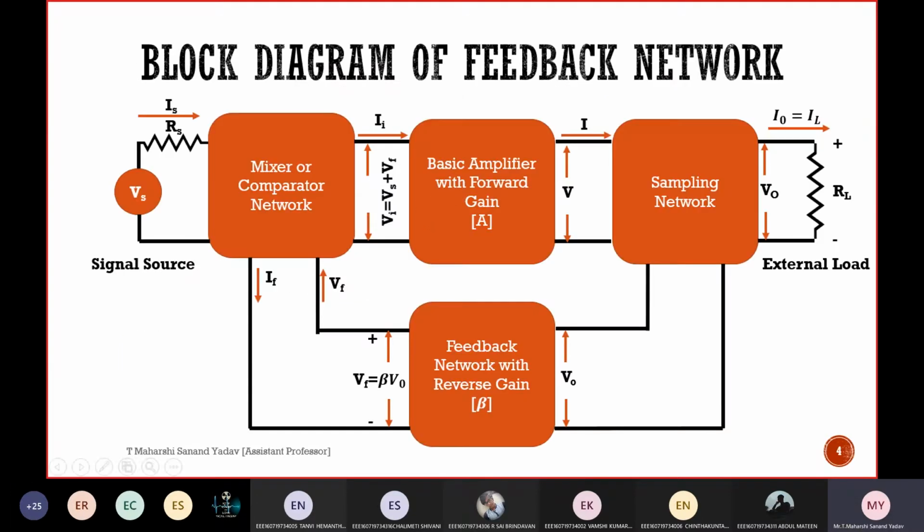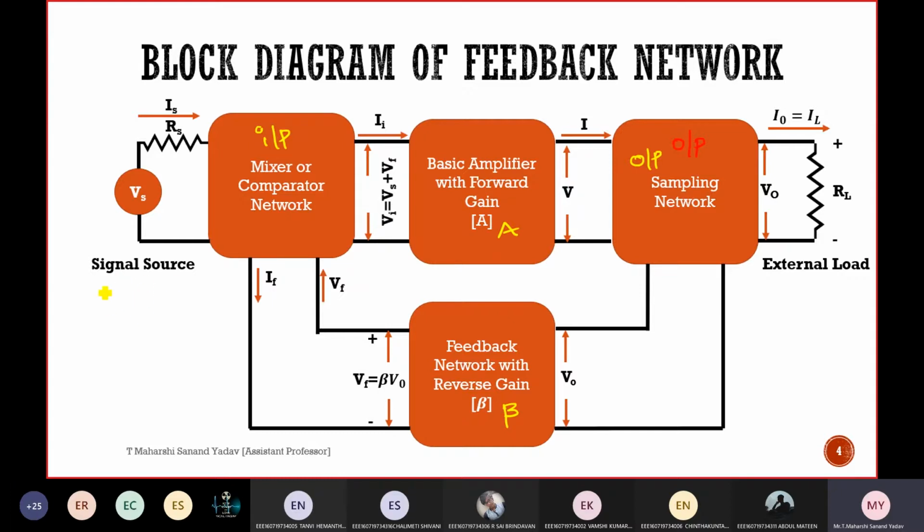Now let us see the next part. The block diagram of feedback network. Here this is called the mixer or comparator. This is nothing but the basic amplifier with forward gain A. Next, this is the sampling network. This is output. This is input. And this is nothing but the feedback network with reverse gain beta. You need to remember this beta. This is A. Whereas this is nothing but the signal source, which is the source network.